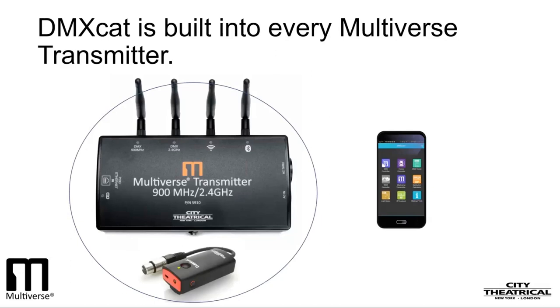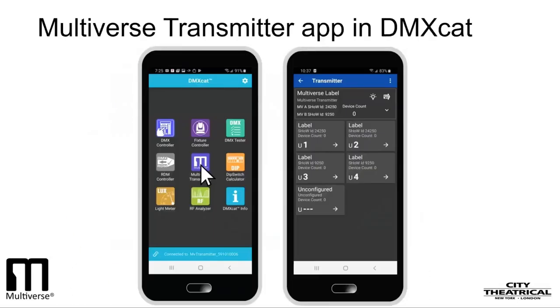This allows remote setting of multiverse functions from your phone, as well as a more detailed user interface than is possible when the screen is on the unit itself. These screenshots are from my Android phone. If you have an iPhone, they will look slightly different. Since the Multiverse Transmitter has a DMXcat built in, you can connect to it just the way you normally would connect to a DMXcat dongle. Just choose the serial number of your transmitter on the DMXcat screen and connect.